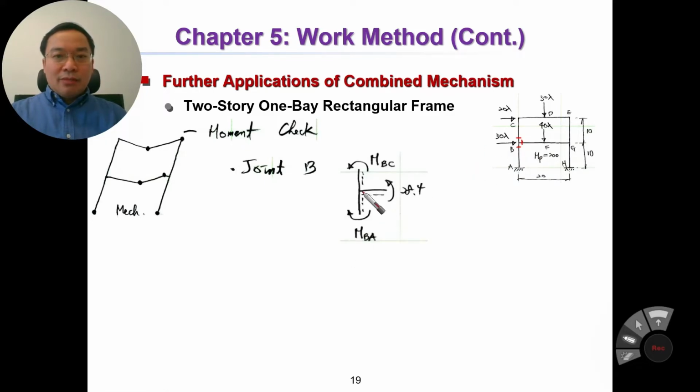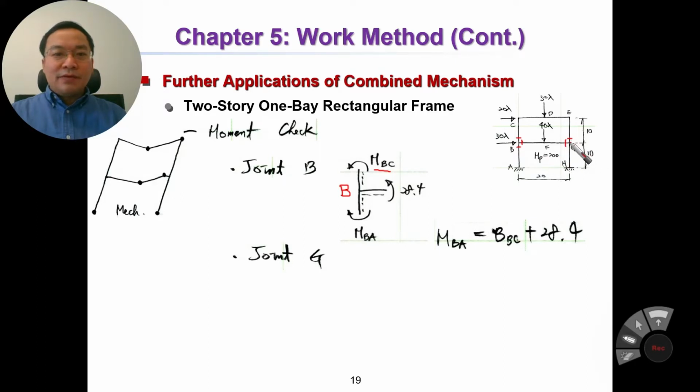Okay, choice B. In choice B, we have BC equal to 28.4, and here's MBC. And MBA now equals MBC plus 28.4. Very simple, right?